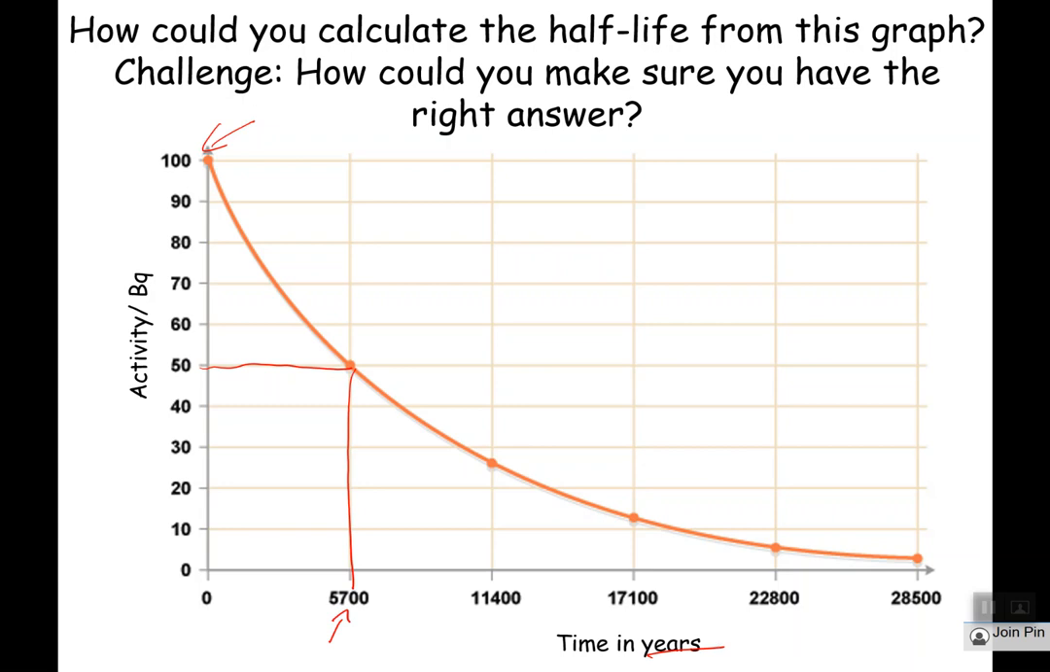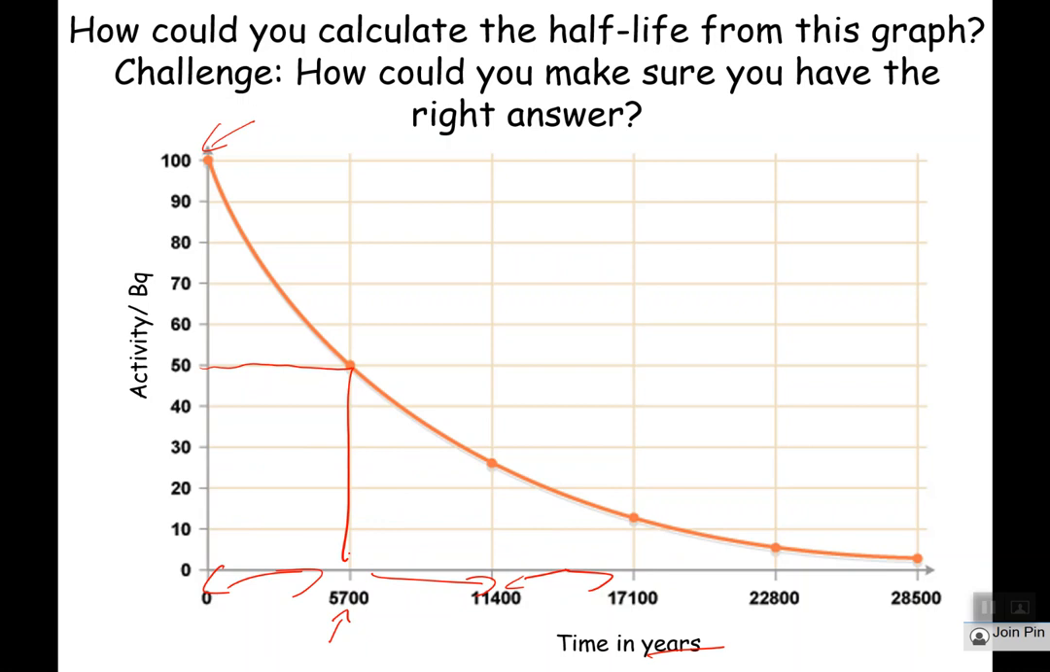Now, after another half-life, it should halve again. So if we go now from 50 to 25, we go across. From there to there is another 5,700 years. And you could do this again. Half of 25 is 12 and a half, etc., etc. So you can see this gap here is always the same. It's 5,700 years. Now, I have seen exam questions where they'll try and catch people out. People just think, oh yeah, you do it once. You just need to do it for this first one here.